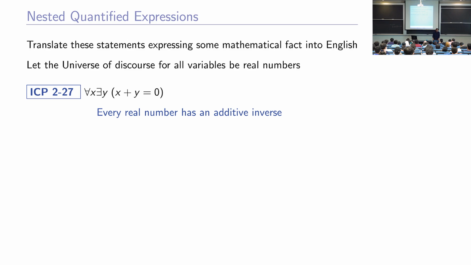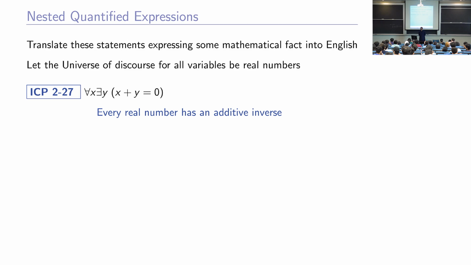Every non-zero real number has a multiplicative inverse. Yes? For all x where x is greater than 0, it implies that x times the negation of x is equal to 1. What is the negation of x? Sorry, x divided by x is equal to 1. Yes, so the reciprocal of x.